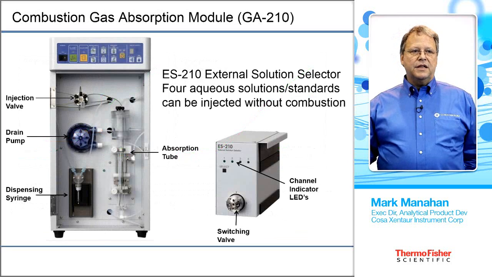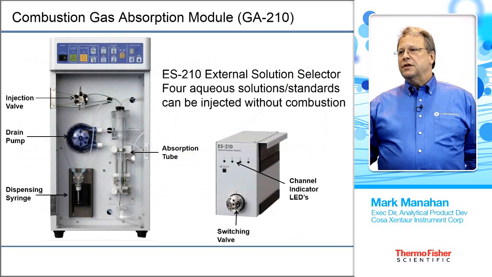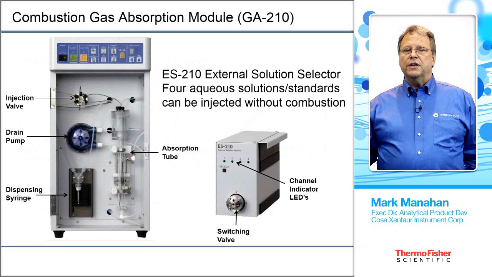Okay, here's a detailed picture of the GA210, and on the left there is an ES210. There are two ways you can calibrate combustion IC: either aqueous samples directly on the IC or through the furnace. The ES210 allows the automated calibration of 3 systems. The GA210 has 4 things. You see the initial burette for adding the absorption solution, the absorbing tube to the right, then you have the drain pump, and then the injection valve on the top left.